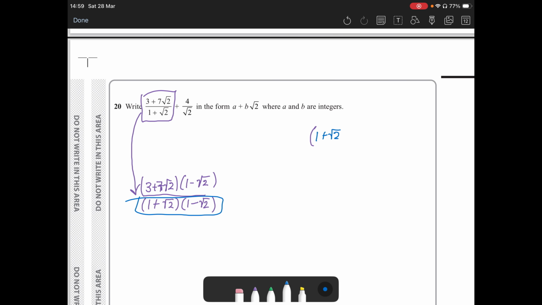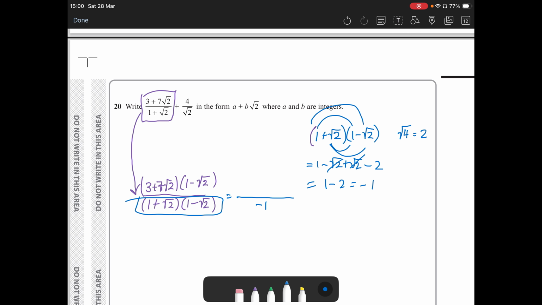1 plus root 2 times 1 minus root 2. 1 times 1 is 1. 1 times minus root 2 is minus root 2. That times that, plus root 2. And root 2 times root 2 is root 4, and root 4 is 2. So it's just minus 2 at the end, because of the minus sign. So these two middle terms cancel out. 1 minus 2 is negative 1. So the denominator here becomes minus 1. We'll come back to that in a minute.